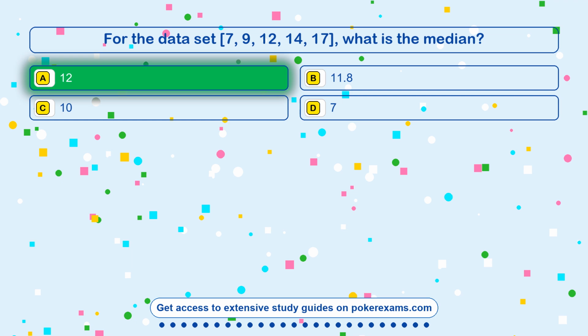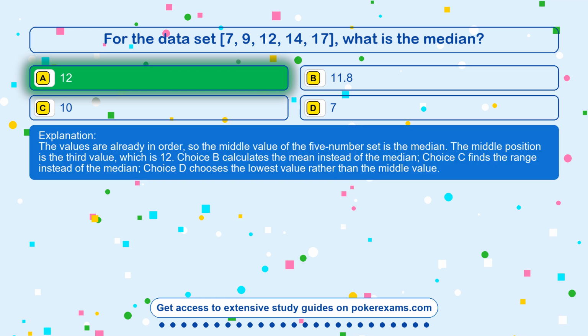The correct answer is option A, 12. The values are already in order, so the middle value of the 5-number set is the median. The middle position is the third value, which is 12. Choice B calculates the mean instead of the median, Choice C finds the range instead of the median, Choice D chooses the lowest value rather than the middle value.